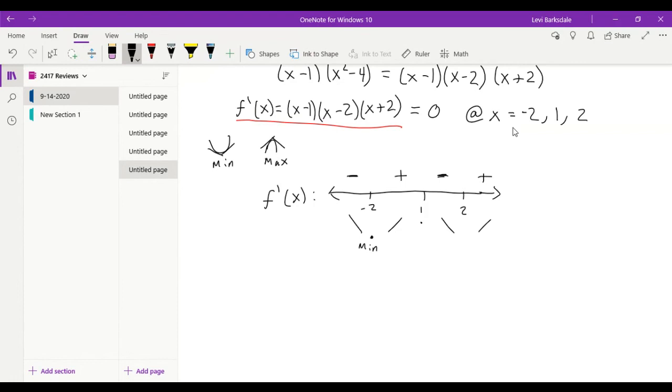Sometimes I like to draw these little lines just so I can see this makes a V shape, which is like a minimum, so it'll have a bottom point. This makes a little mountainy shape, so we're going to have a top maximum, and then at x equals 2, we're going to have another minimum. So we can say that our function f of x has minimums at x equals negative 2 and positive 2, and it has a local maximum at x equals positive 1. Make sense?